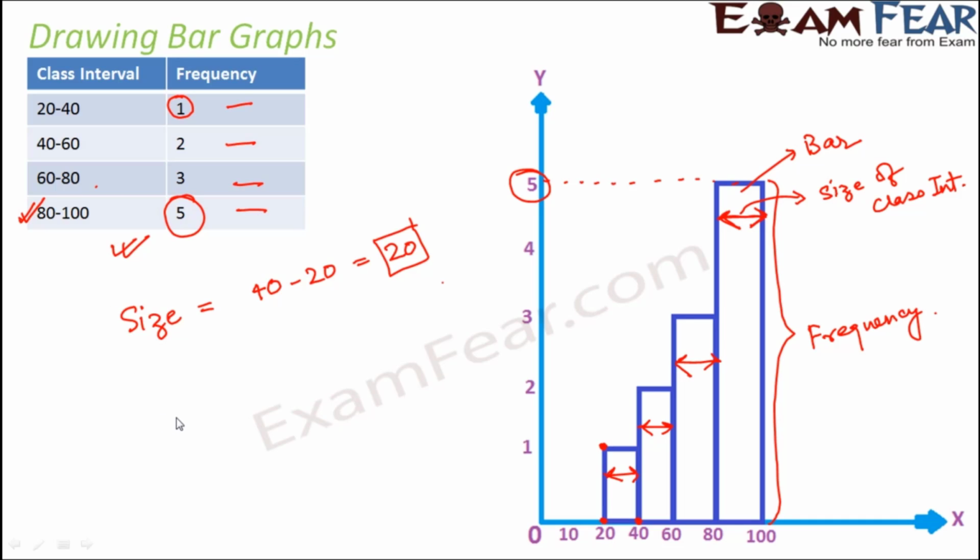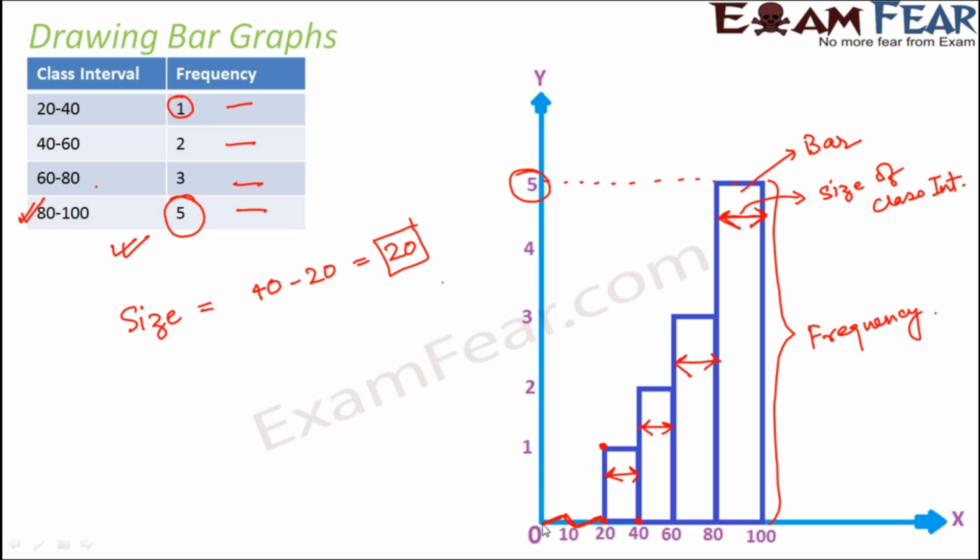Now let's say that you have a table where it starts from maybe 500. In that case, do you think that you will leave this much of area of the graph paper blank and then start from 500? No, you will not do that. In that case, what you will do is use a jagged line to show that there is no data present for that range. For example, here till 20, there is no data that is given for 0 to 20. So what do we do?